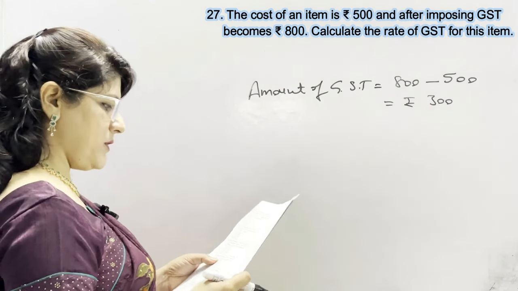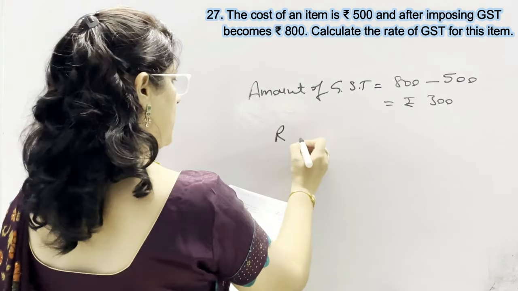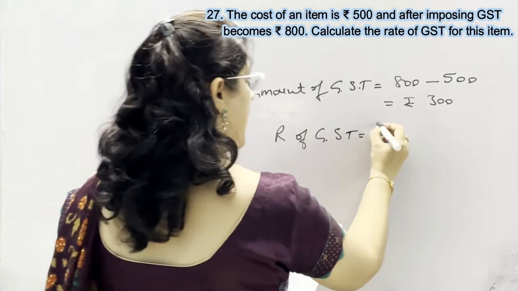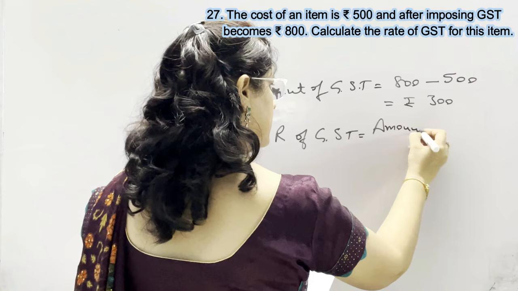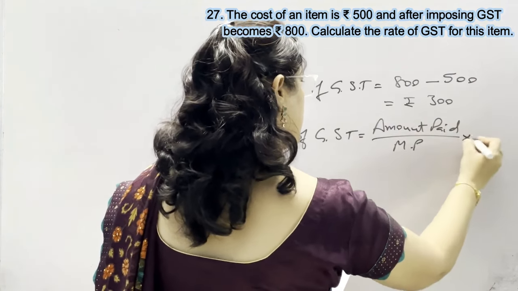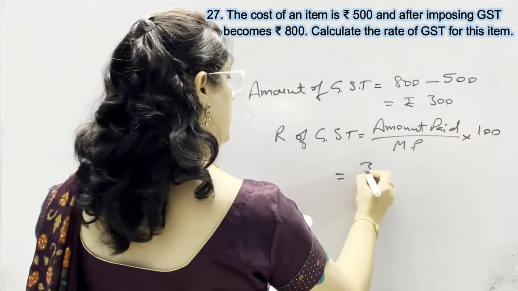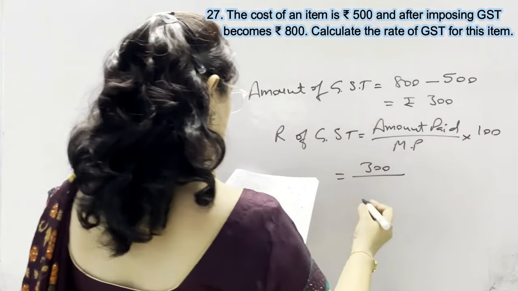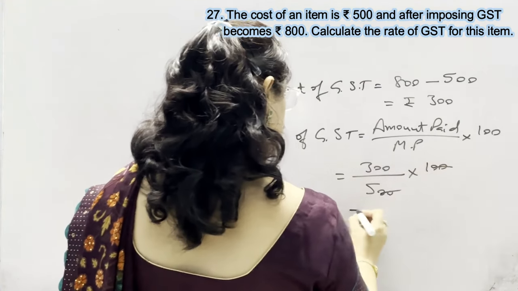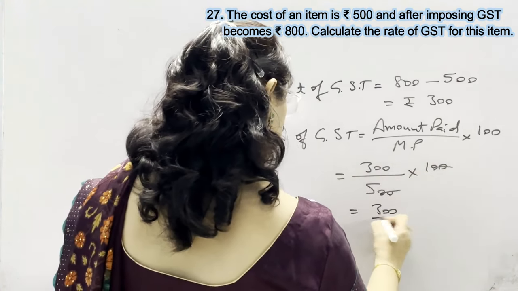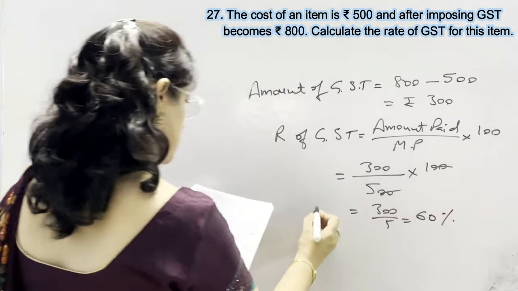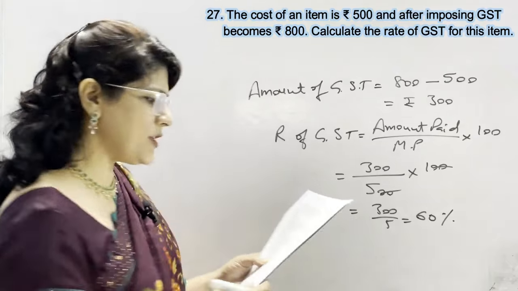Then calculate the rate of GST. Now for the calculation of rate of GST, the formula is amount paid divided by marked value and 100. Amount paid is rupees 300, on the market value is 500 and then 100. So 300 divided by 5, it means 60. 60% is the rate of GST.